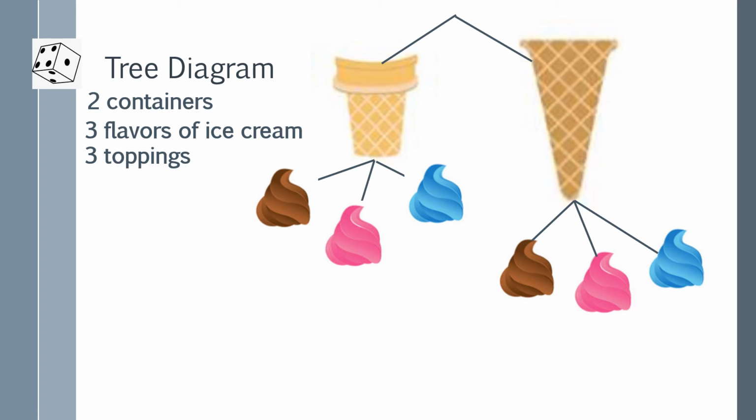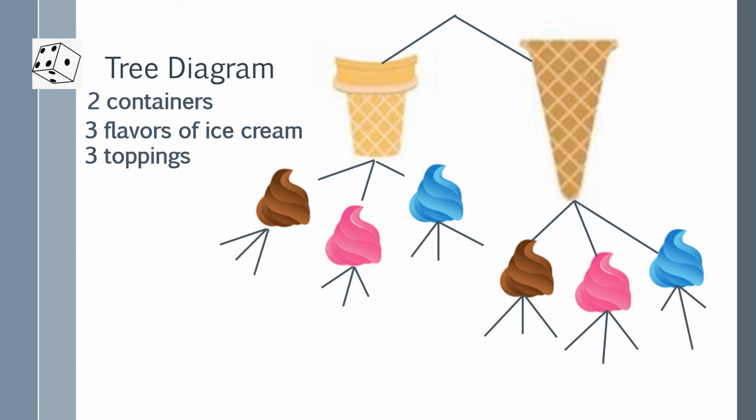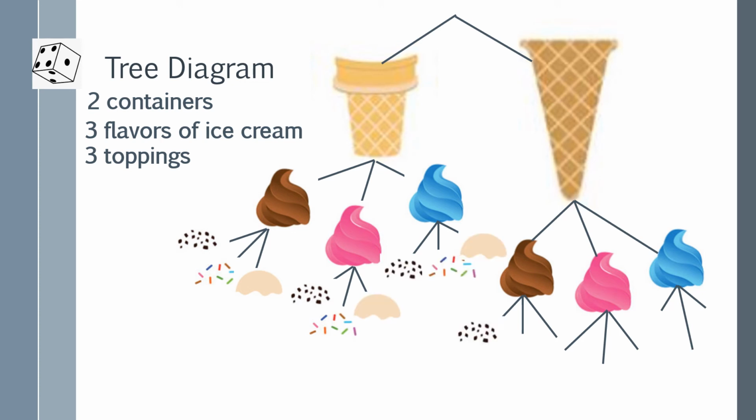Finally, each dessert has 3 options for toppings. We've got to add our 3 branches out for each of the 3 toppings: chocolate crumbles, sprinkles, and the candy shell. We're going to apply the chocolate crumbles, sprinkles, and candy shell to each of our options. When we've completed our tree diagram, we can use it to find our combination.